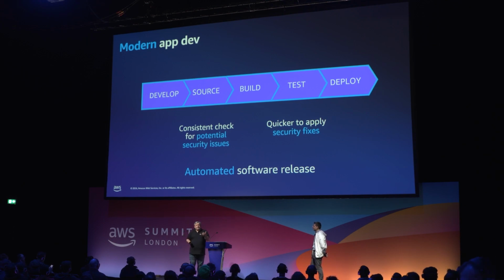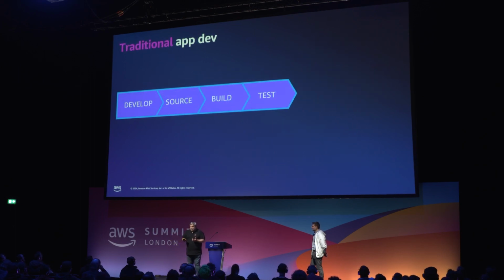If I fix something in the development stage and I'm still writing the code and I get a warning that says, this is wrong, you should fix it, that means it's fixed very quickly. If I've gone all the way to the end of this test cycle, that takes much longer. And that's what used to happen, as I say, in traditional application development.